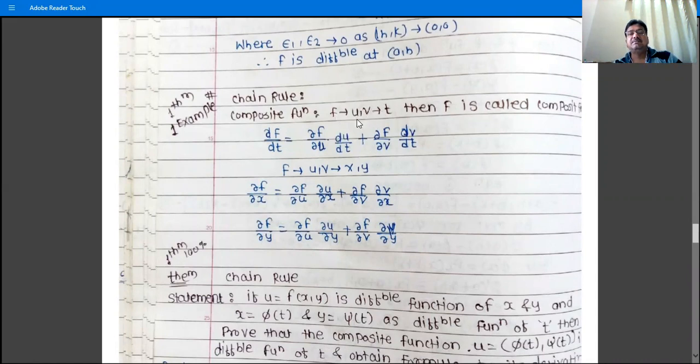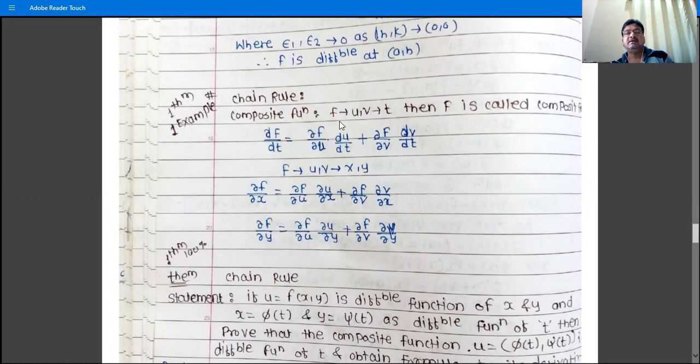So f is a function of u and v, and u and v are functions of t. Then f is called a composite function of t. In this case, if you have to find the derivative of f with respect to t, then it is by using the chain rule. So f is a single variable function of t, and so its derivative is denoted by df by dt.